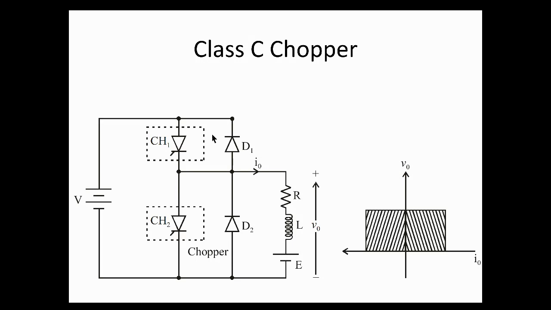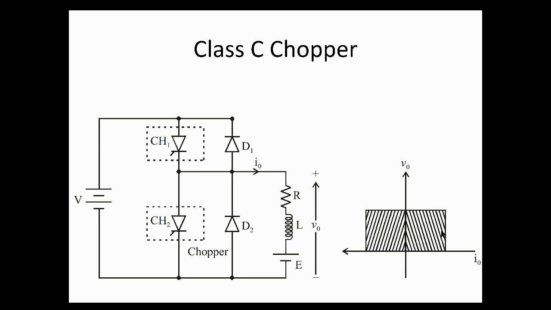We have the circuit diagram, the general schematic for any Class C type chopper. And for it to be qualified as a Class C chopper, your output voltage should be positive, and you can have a positive current as well as a negative current, right? So you're basically operating in two quadrants.